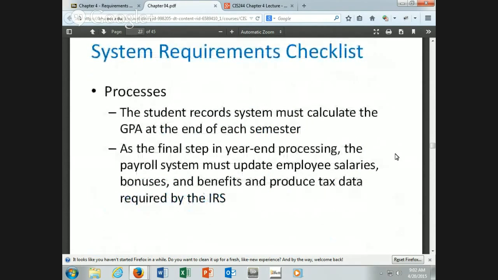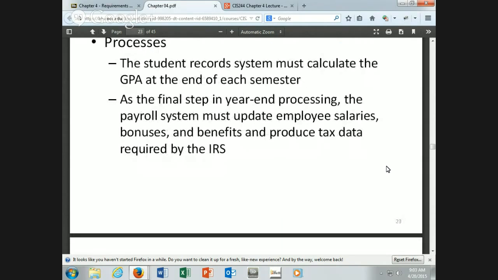So the processes, what's going to happen with the data? Now that we have all this data in some system, what are the processes surrounding the data? Well, in this case, examples: student records must calculate the GPA at the end of each semester. As the final step in year-end processing, the payroll system must update employees' salaries, bonuses, benefits, produce tax data, produce those 1099 forms.